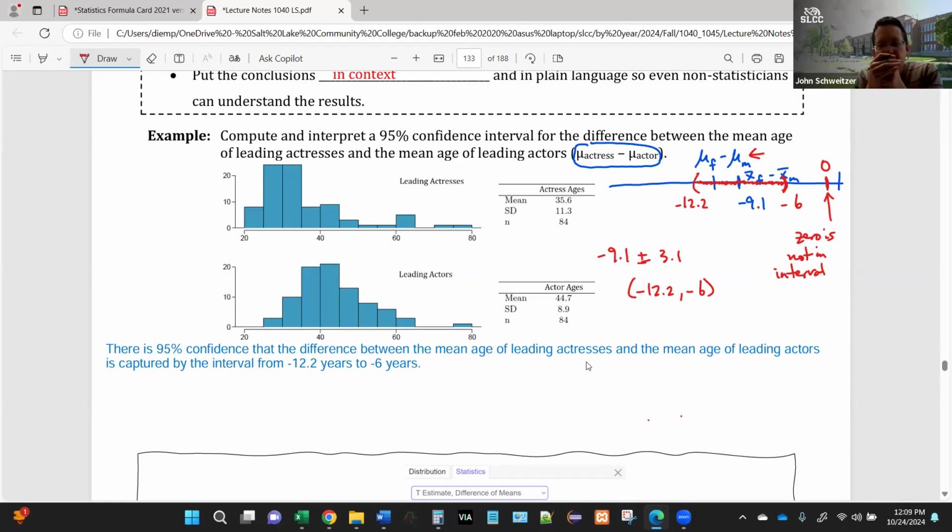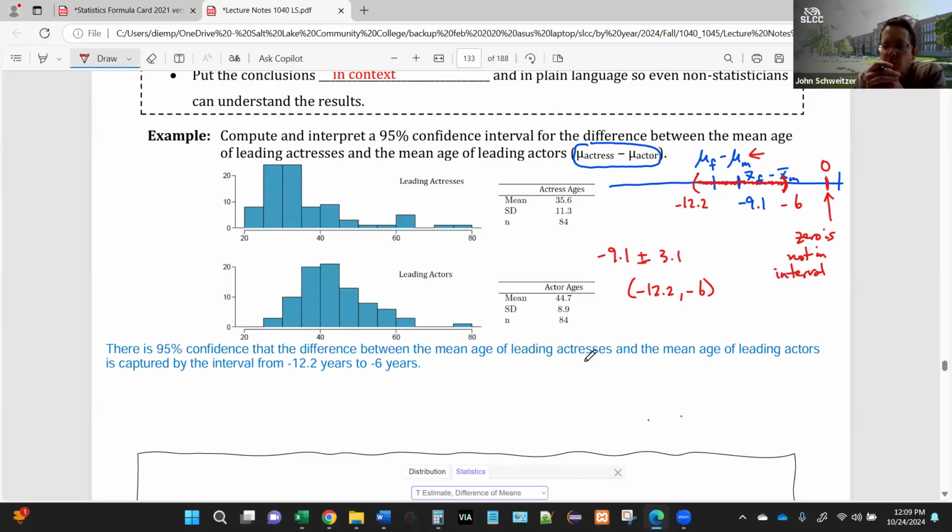Okay, so 0 is not in the interval. The interval is a list of plausible values for the difference, right? So it's saying that 0 is not a plausible value here. Okay, so do you see how that's in agreement with our hypothesis test?